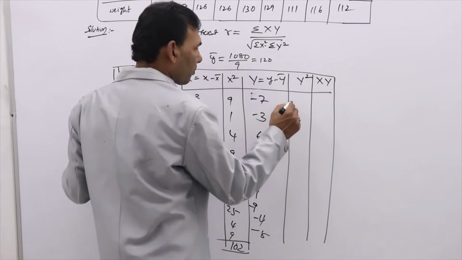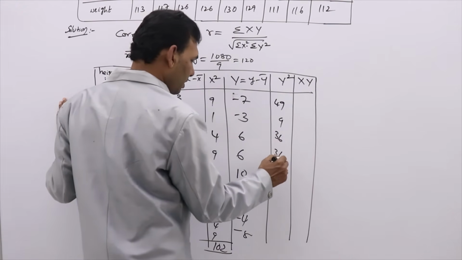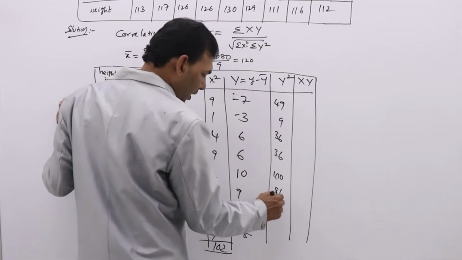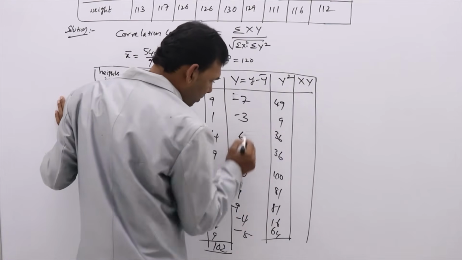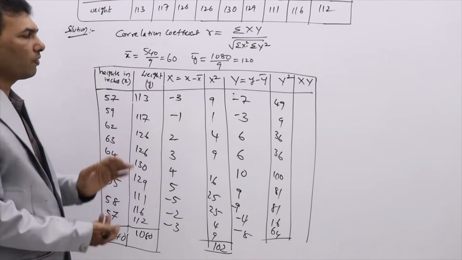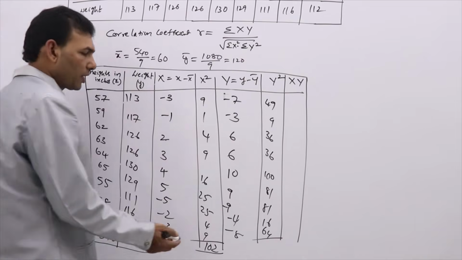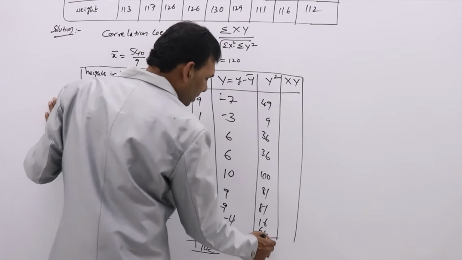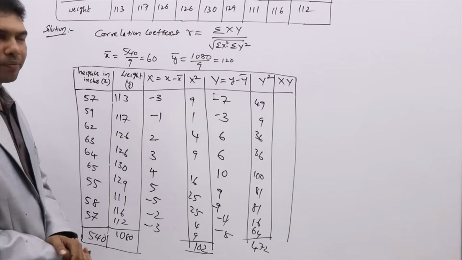Next, y square: 49, 9, 36, 36, 100, 81, 81, 16, 64. Square all these values. Now find out sigma y square, that is needed. That you will get as 472, the total value.